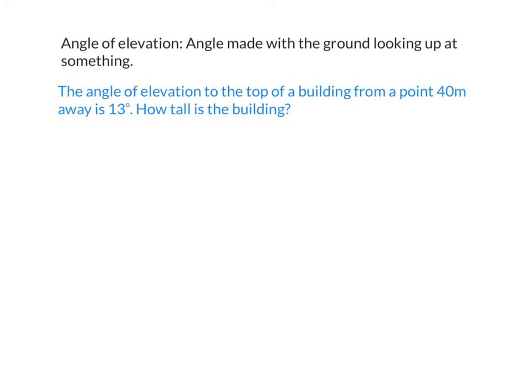How tall is the building? So once again, we're not given a diagram, so we're going to first draw a diagram. We've got this building over here, and we're talking about a point 40 meters away. The angle of elevation is the angle made with the ground when you're looking up at something. So it means the angle of elevation is actually this one here, 13 degrees, made with the ground looking up at the top of a building.